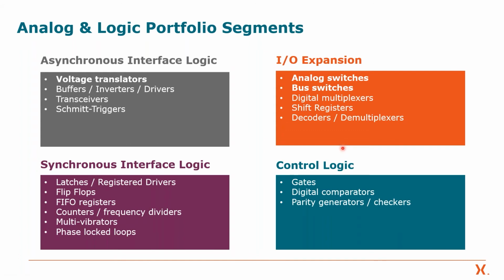And then finally, in the lower right-hand corner is the original control logic. These are those parts that made that Apollo guidance computer possible in the first place. It is the gates and the comparators and the parity generators, those things which are doing the true Boolean functions, ANDs, ORs, NOTs, and inverts. And they're still very, very popular and out there. So this is the look at the current state of the analog and logic portfolio marketplace.